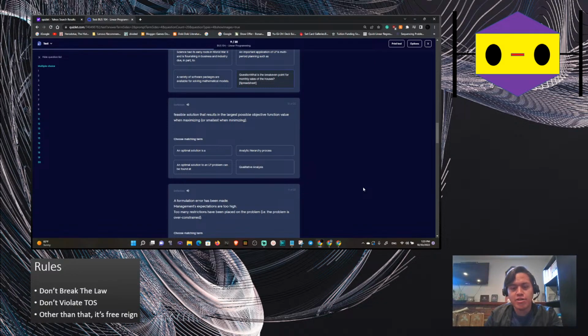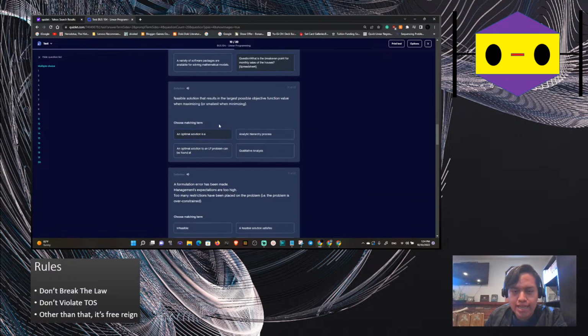Feasible solution that results in the largest possible objective function value when maximizing or smallest when minimizing. The optimal solution to an LP problem is a feasible solution that results in the largest possible objective function value when maximizing or smallest when minimizing. No, A. An optimal solution is a feasible solution that results in the largest possible objective function value when maximizing or smallest when minimizing. Got it.